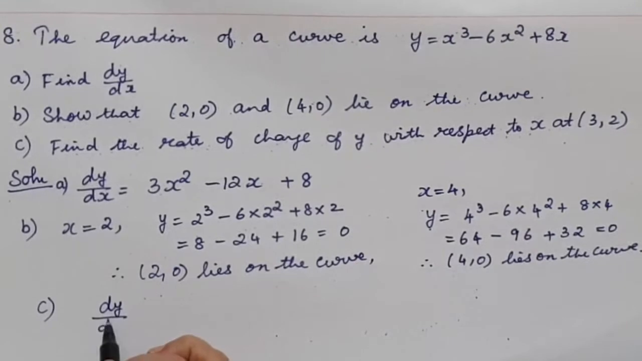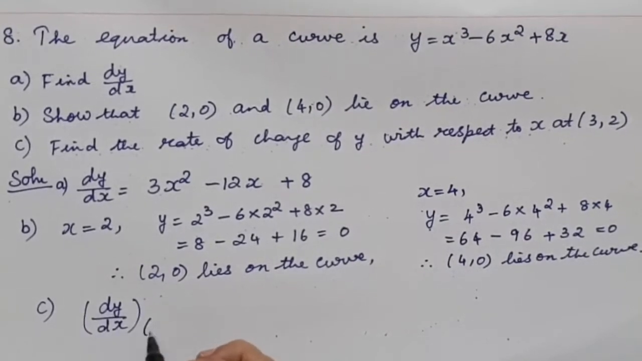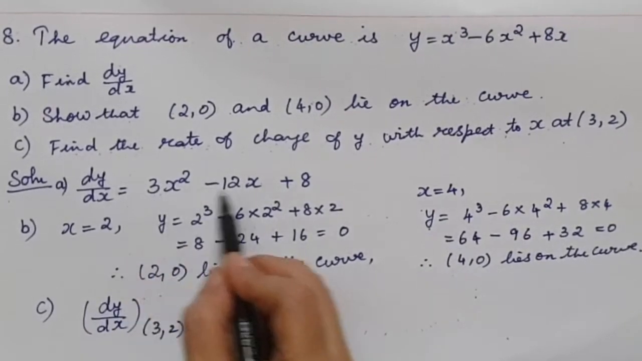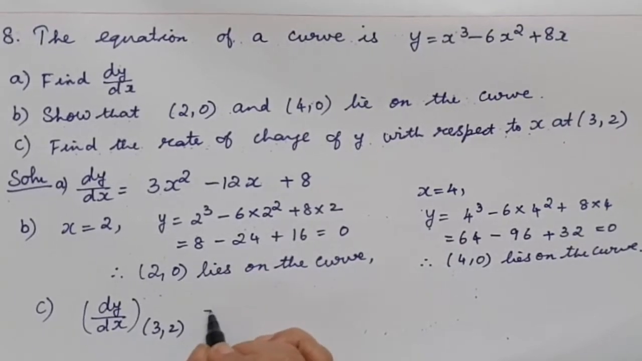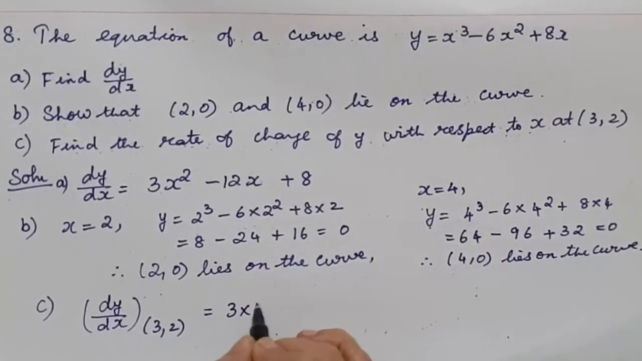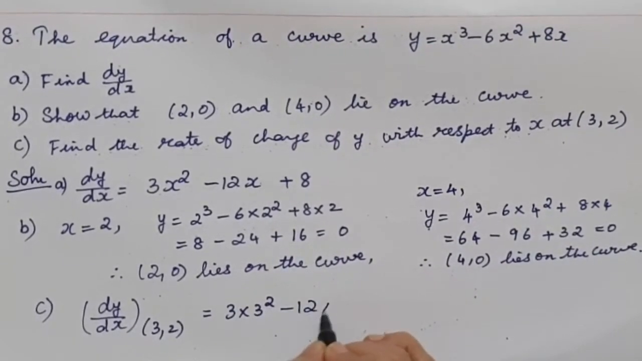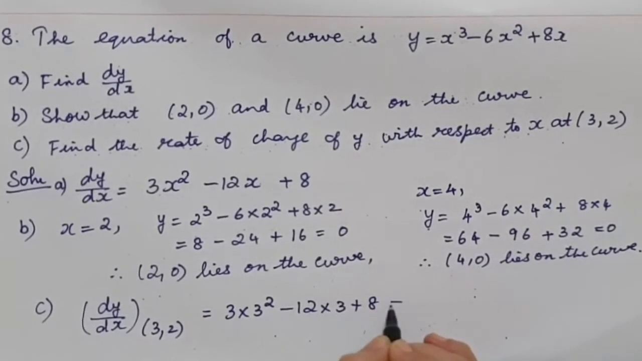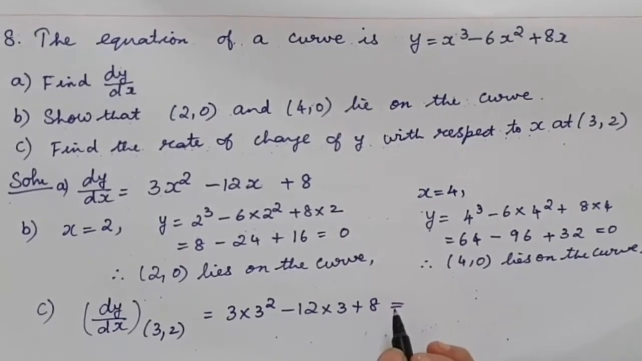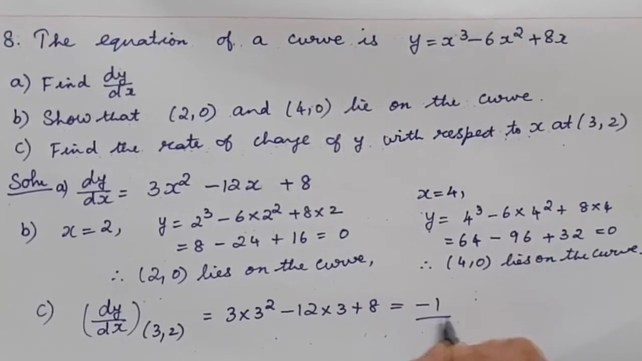So dy over dx at the point (3, 2). So now in dy by dx, we'll substitute the value for x as 3. So 3 into 3 square minus 12 into 3 plus 8. So when we simplify this, we get our answer as negative 1.